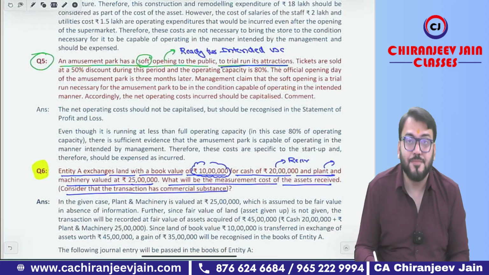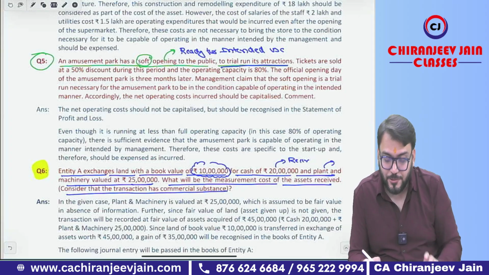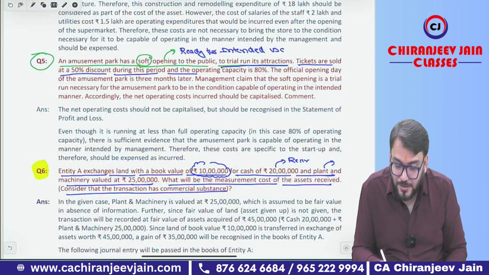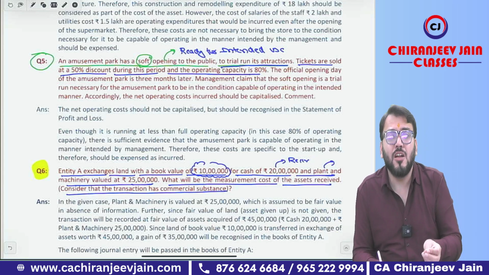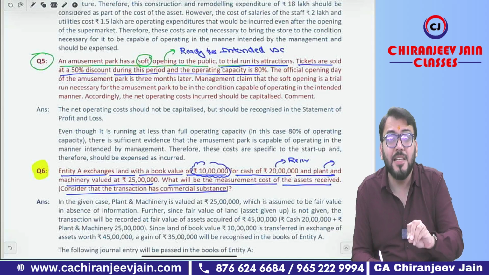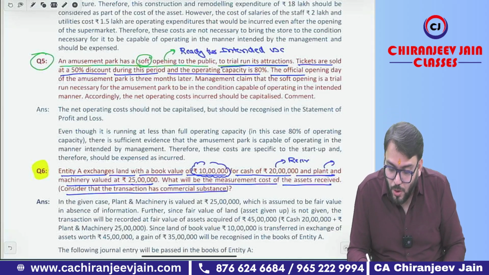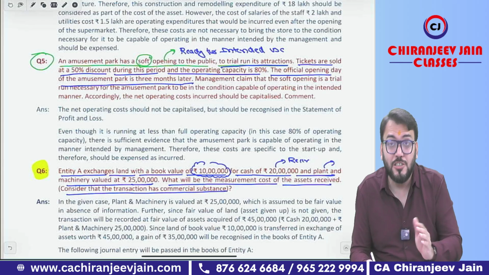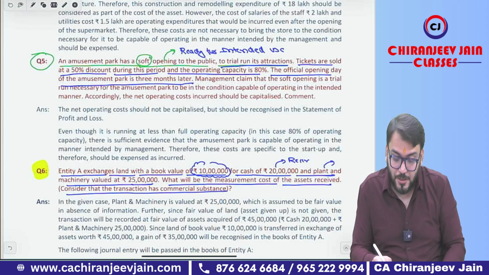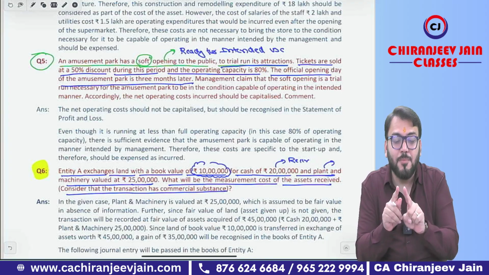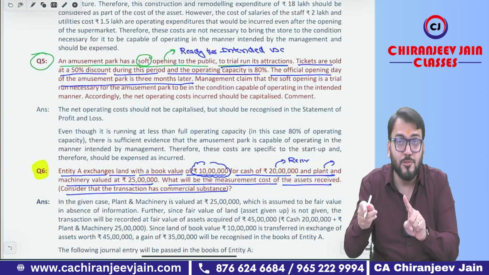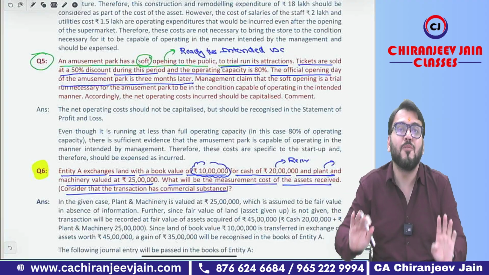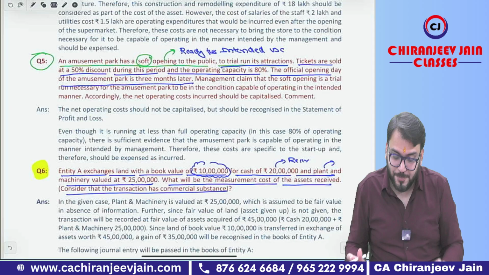The trial run is for attraction, means that is after the asset is ready for its intended use. Tickets are sold at 50% discount during the period, and the operating capacity is 80%, means it is not used in full capacity, only 80%, and they have given a discount. The official opening day of the amusement park is 3 months later, means it is actually put to use after 3 months. Got this point? So whatever expenses have been incurred after the asset is ready for its intended use will be charged to the PL account as an expense. Got this point?